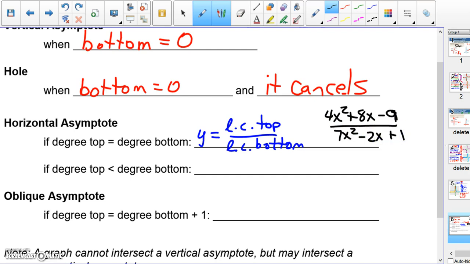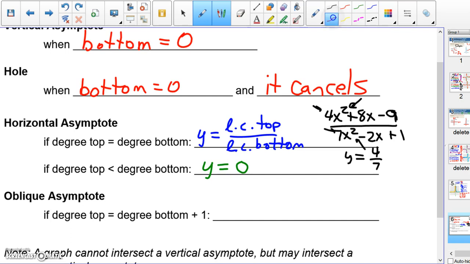Okay? The degree of the top is 2, the degree of the bottom is also 2. So the degree of the top equals the degree of the bottom. You're going to have a horizontal asymptote at y equals 4 over 7. Those are your leading coefficients. The 4 in the front, the 7 in the front. Okay, so lead coefficient of the top over lead coefficient of the bottom. If the degree of the top is less than the degree of the bottom, you have a horizontal asymptote at y equals 0. So that one's a little bit easier to come by.